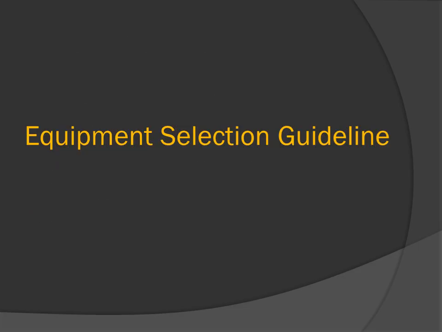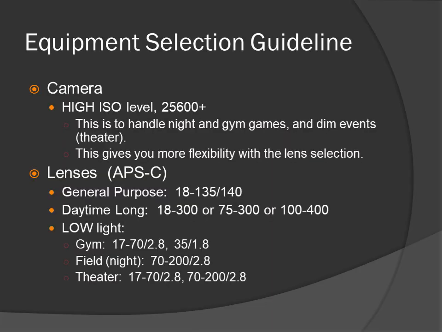Equipment Selection Guideline. Cameras: high ISO level, 25,600 or more. This is to handle night and gym games and dim events such as a theater. This gives you more flexibility with the lens selection.